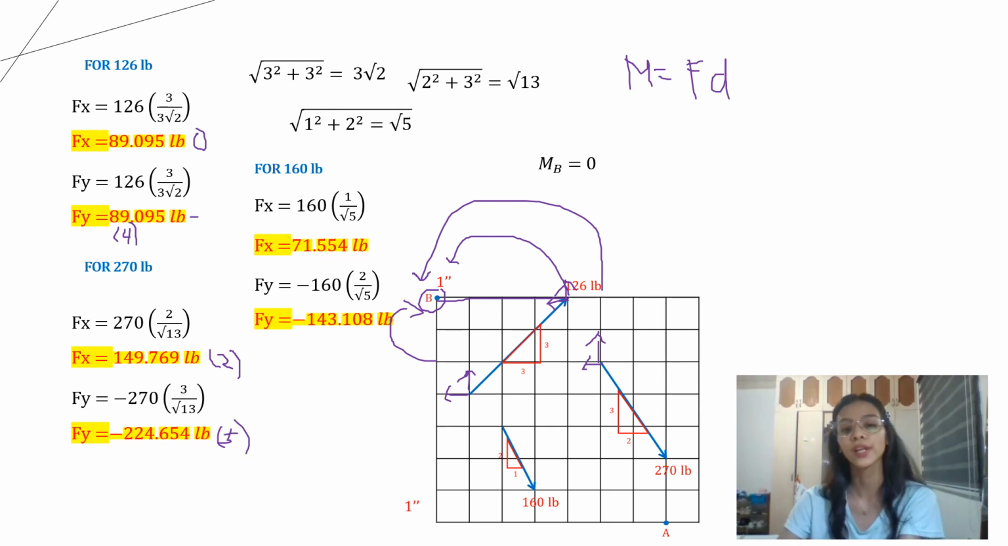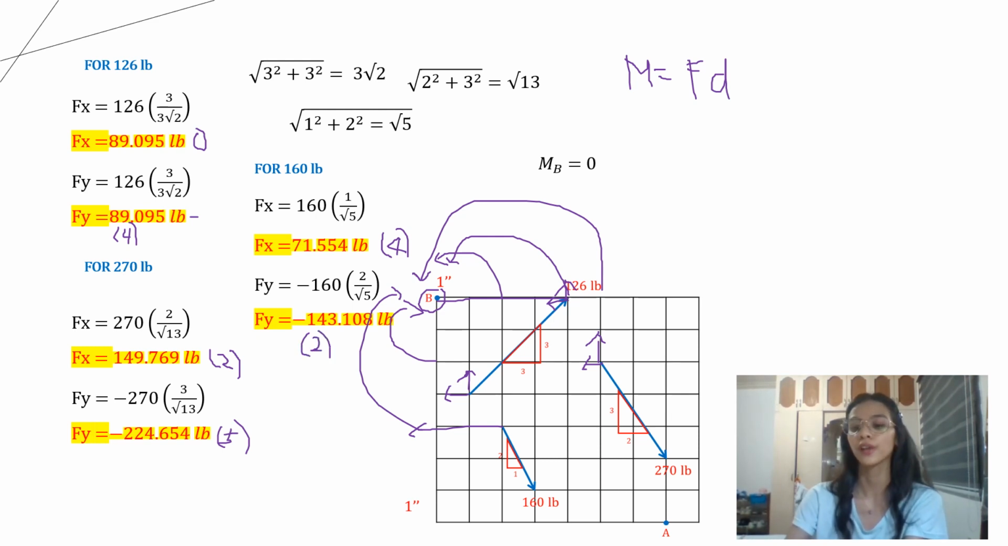For our 160 pounds, our Fx, 71.554, is clockwise to the point B. 1, 2, 3, 4. It is 71.554 times 4. Our Fy is counterclockwise to the point B, so it is negative, times 2.